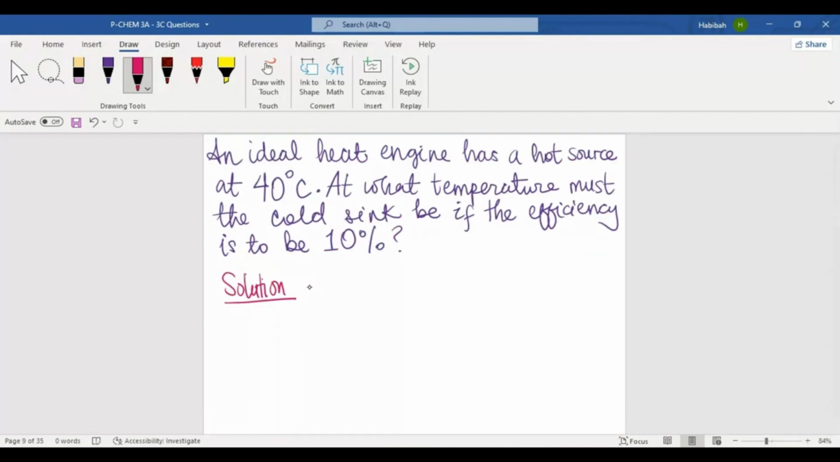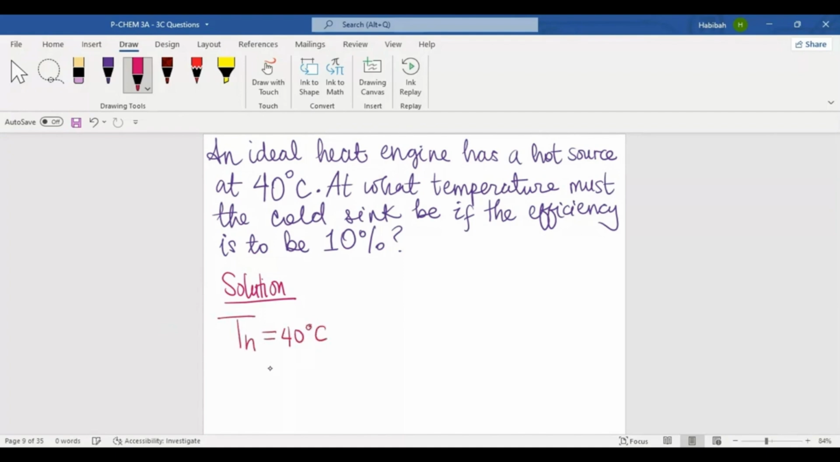Salam and welcome everyone. So today we're going to be working on the question on the screen that says, an ideal heat engine has a hot source of 40 degrees Celsius. At what temperature must the cold sink be if the efficiency is to be 10%? So the first thing you have to note is that we've been told the temperature of the hot source. So the temperature of the hot source is 40 degrees Celsius.